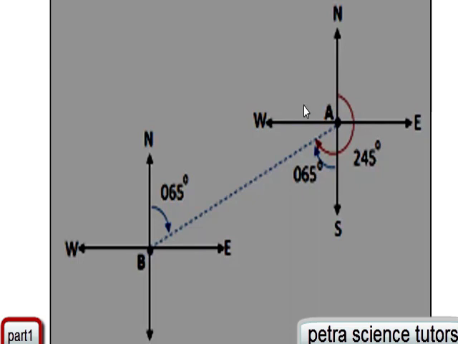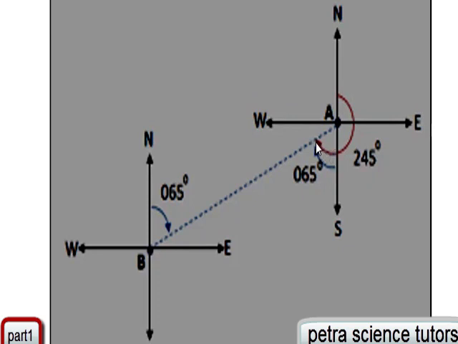The question says the first reference point is at A, 245 degrees. So from point A, point B is on a bearing of 245 degrees. If you are measuring that from north, you go round: you see the red arrow goes round, 90, first quadrant, second quadrant, 180 degrees, then the third quadrant is not completed.